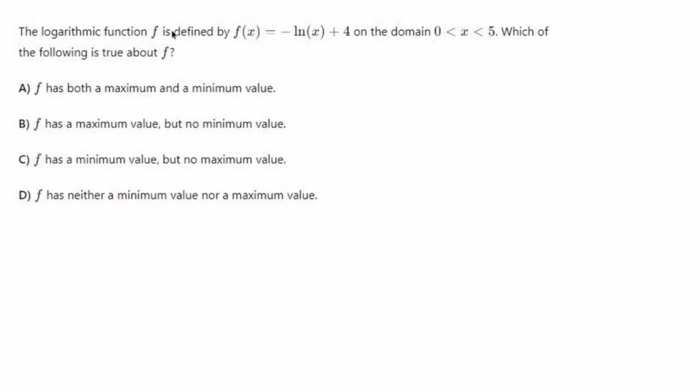A logarithmic function f is defined by f of x equals negative ln of x plus 4 on the domain between 0 and 5. Which of the following is true about f? Well, let's take a look at regular old ln. Regular old ln is logarithmic, which looks like this. Now, with this particular function, I'm doing two things. By multiplying the ln by a negative, I am reflecting it over the x-axis.